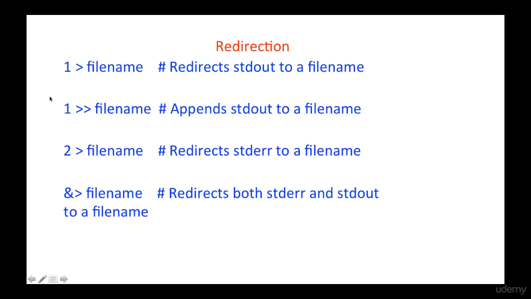In terms of numerical values, when we say 1 greater than filename, we know that 1 is associated with stdout. Remember, 0 is stdin, 1 is stdout, 2 is stderr. So 1 greater than filename means redirect stdout to a file. And the double greater than is the same thing but it appends, which means you keep on adding at the bottom of a file or stdout.